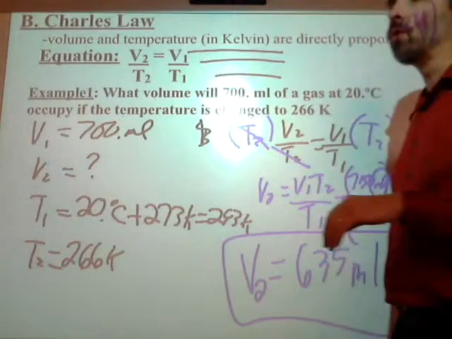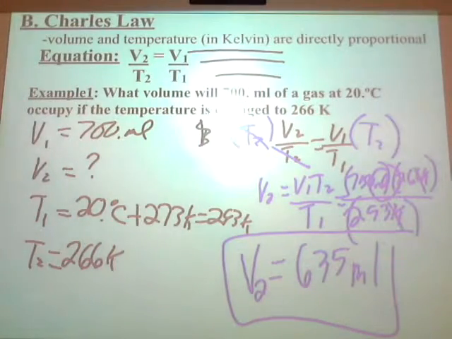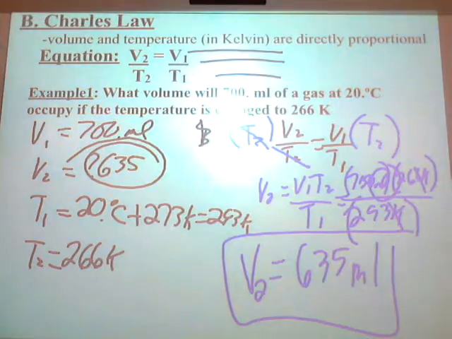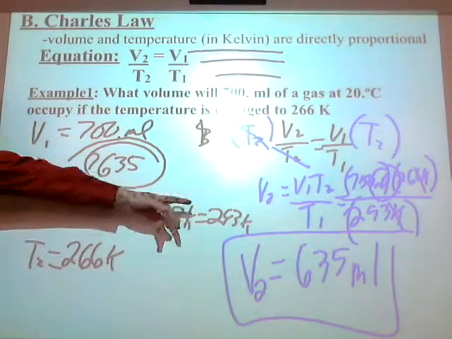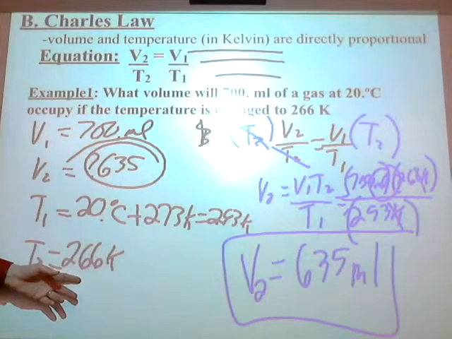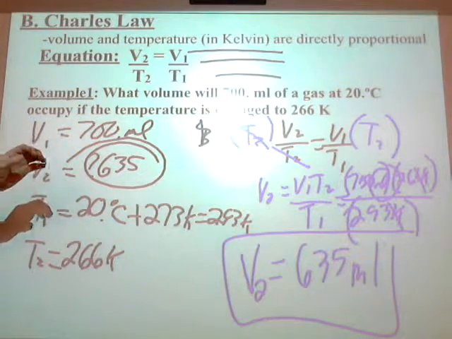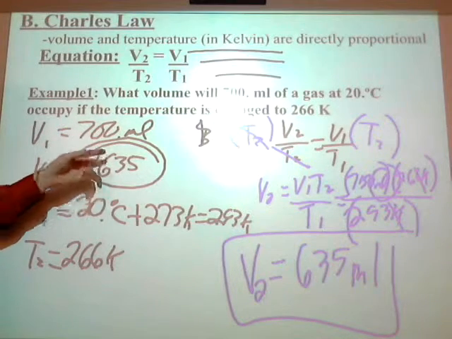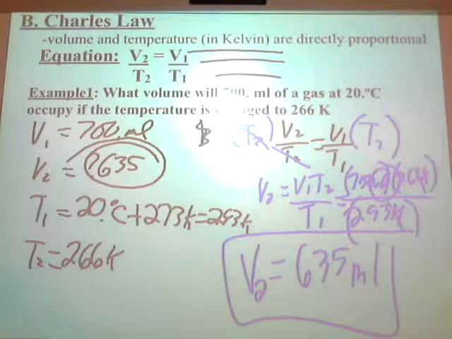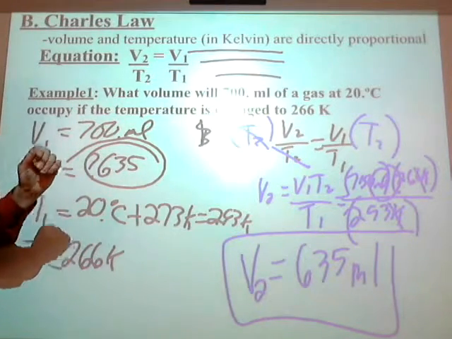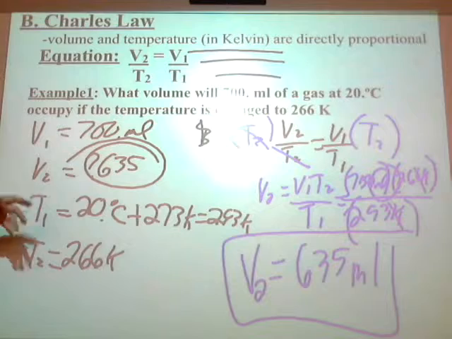By the way, I did say you can go back when you're done and double check if it makes sense. Let's see, if I put 635 here, does that make sense? Well, the temperature went from 293 down a little bit to 266. I should expect the volume to go down a little bit. The volume was 700, went down to 635. It makes sense. Am I sure it's exactly right? No, but if it had gone up, I'd be wrong. All right, I know that. Okay, good. There's your first one.